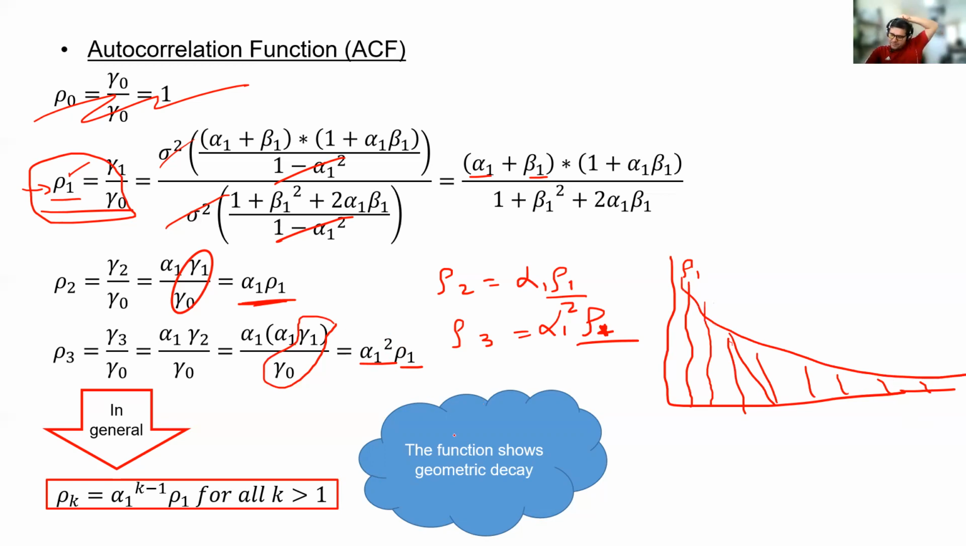And if you remember, that's the behavior that we saw before in the autoregressive 1 model. So the ARMA model takes its autocorrelation function from the autoregressive component in the model.